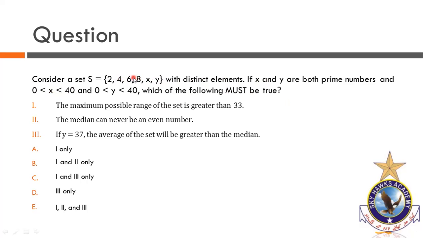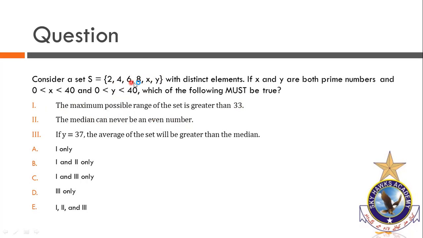Right. We are getting it. So what we are saying is that this is a set of six numbers, and we will have to find out some interesting properties. The first possible statement is that the maximum range of this set is greater than 33. If we can find out x and y, the next is that the median can never be an even number. So if we know the values of these two, we will have to rearrange accordingly. Then we'll have to find the middle value.